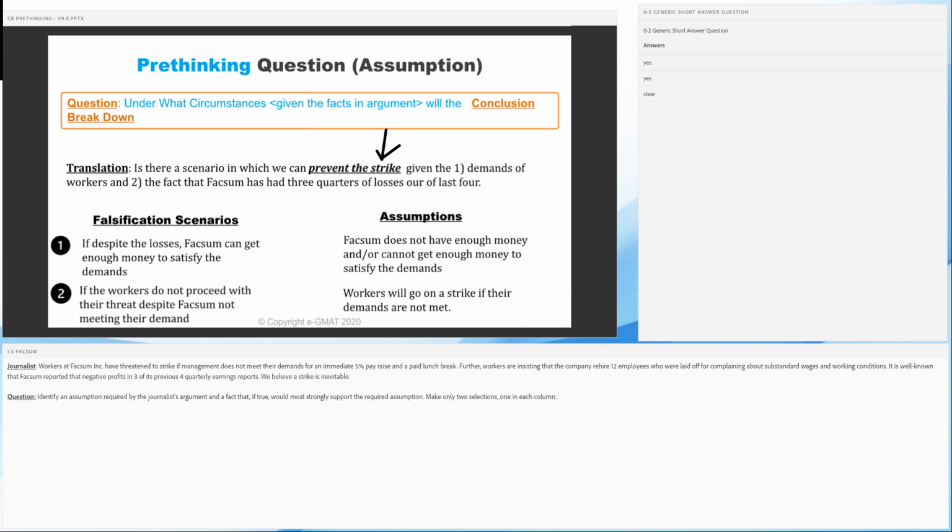Now each one of these has certain assumptions. One assumption is that there's no way Faxum can get enough money, either by raising a loan or just by looking at its cash coffer. The other assumption is that workers will definitely go on a strike if their demands are not met. Okay, falsification scenarios and assumptions clear?